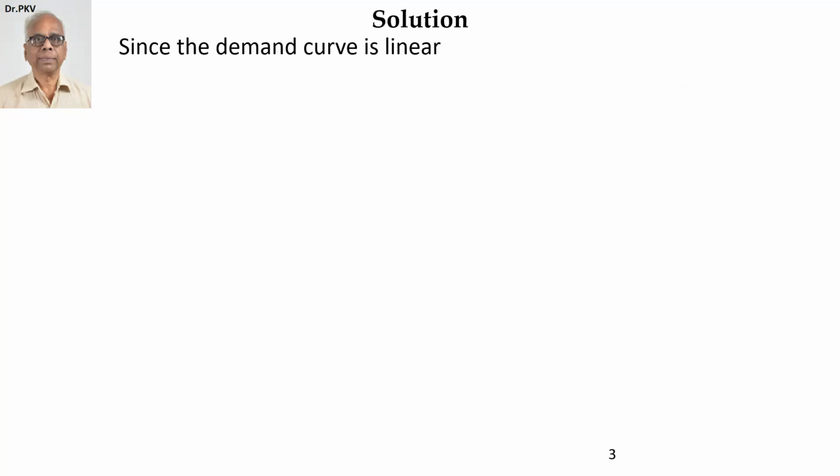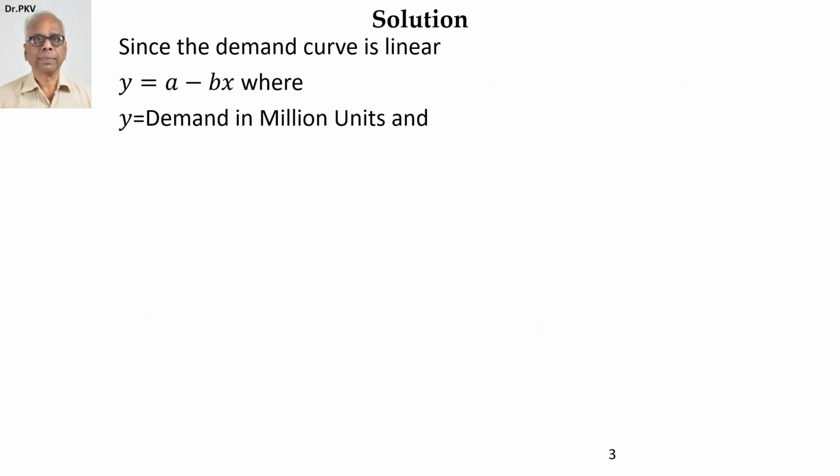Since the demand curve is linear, I write y equal to a minus bx, where y is equal to demand in million units and x is equal to unit price in dollar. A is equal to intercept and B is equal to slope. And you have a negative slope here.